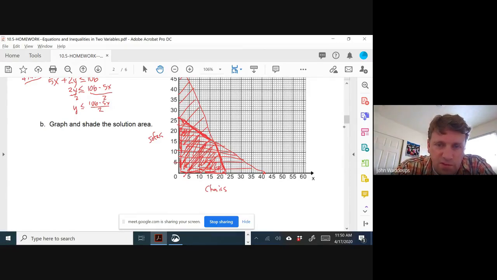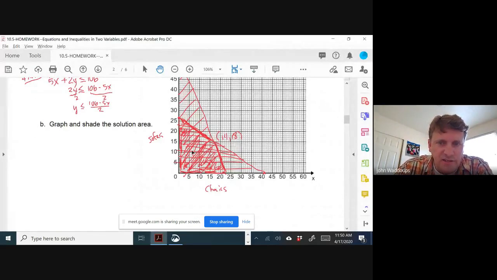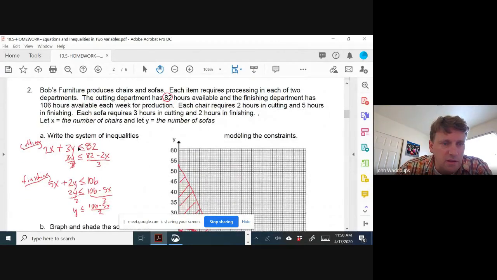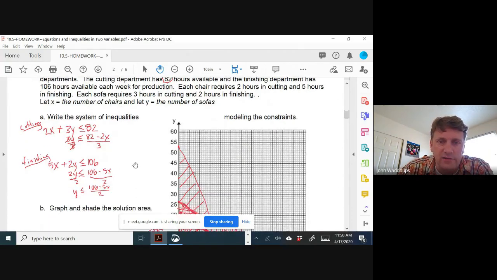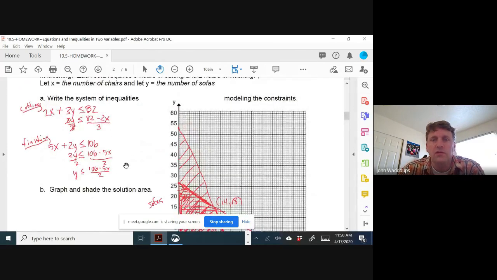So if this point is the point 14, 18, double check that. 14 chairs and 18 sofas. If you plug that into any one of these, 14 times 2 and 18 times 3, that should be less than 82. Or 14 times 5 and 18 times 2 should be less than or equal to 106. And you guys can test that out to see that it works or doesn't work. But that's sort of how you would do this.